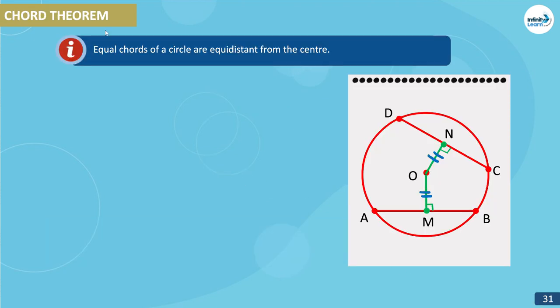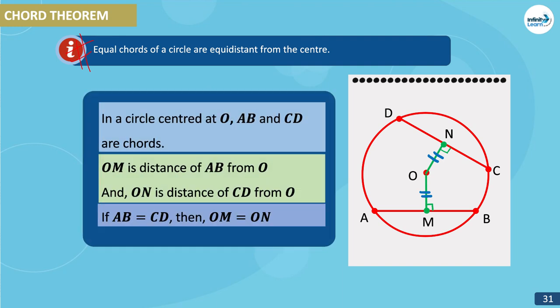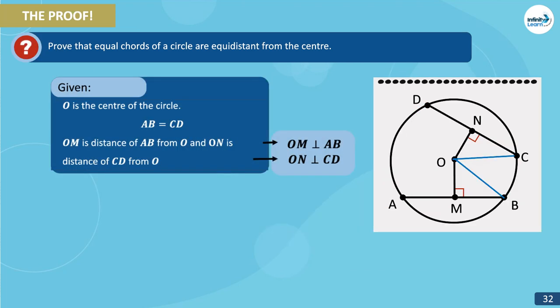Equal chords are equidistant from the center. Look now, if chords are equal, AB equals CD, then OM equals ON. This is the theorem. If chords are equal, then OM equals ON. How will we prove it? Look, equal chords are equidistant from the center.